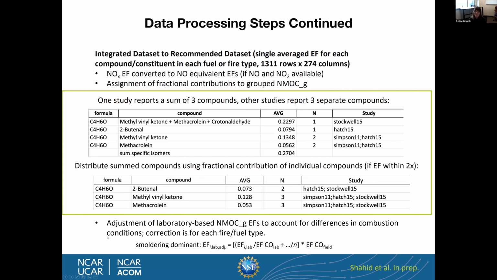Finally, one of the other things we did, we adjusted the laboratory-based non-methane organic compound EFs to account for known differences in combustion condition. The correction is done for each fuel or fire type. And basically what we did is, for the smoldering dominant compounds, the lab-adjusted emission factor was calculated by taking the average of all emission factors to CO, right? So the average emission ratio for a given study, and multiplying it by the field CO. So this is basically, yeah.